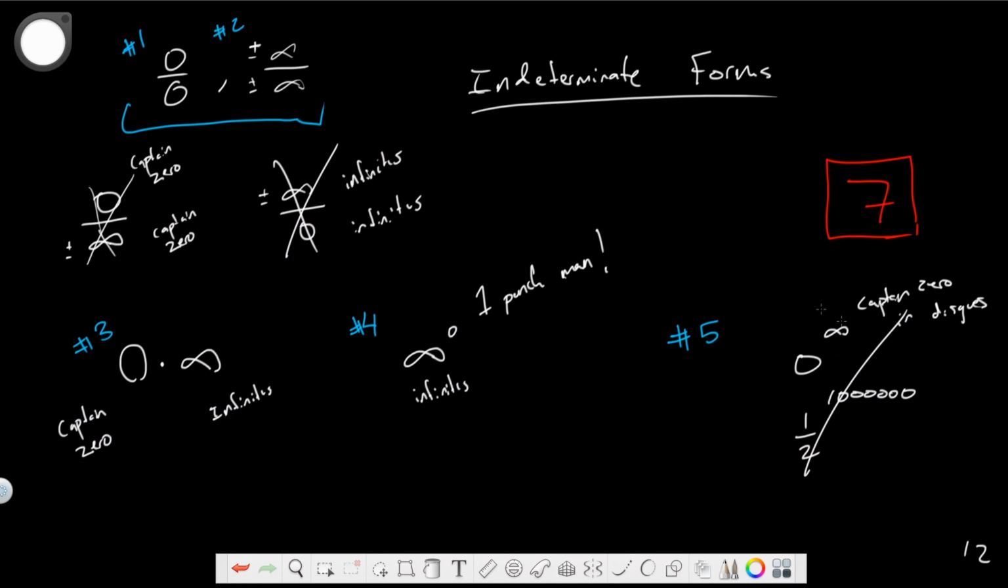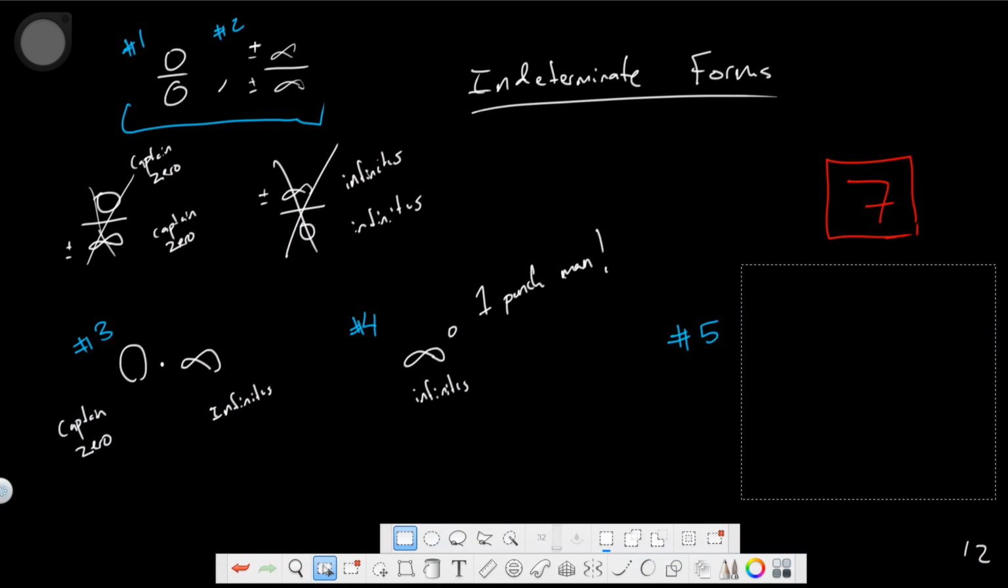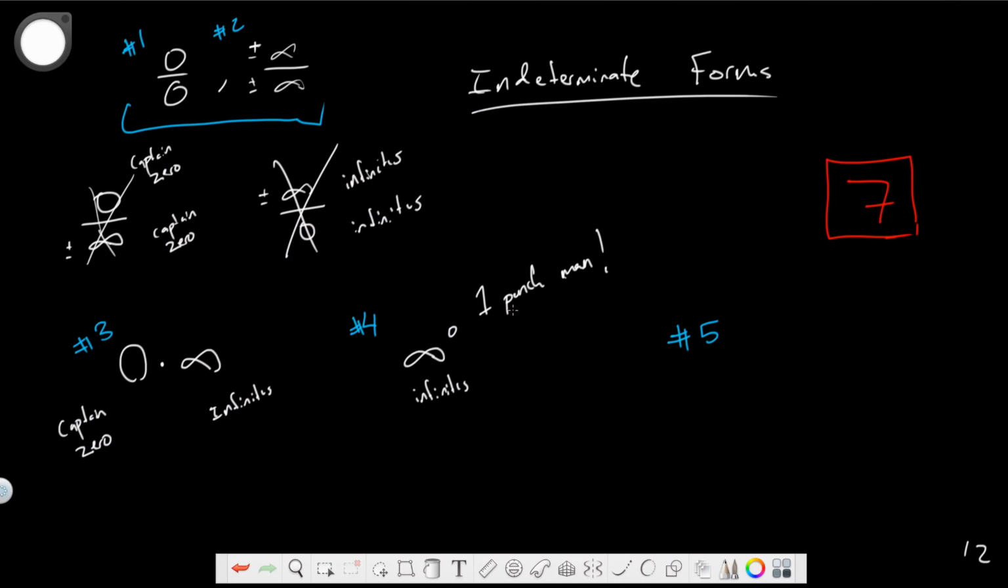Right? This is not indeterminate form. Let's get rid of this garbage. That is Captain Zero trying to confuse you. Well, let's go back to One Punch Man. What about 1 to the infinity?